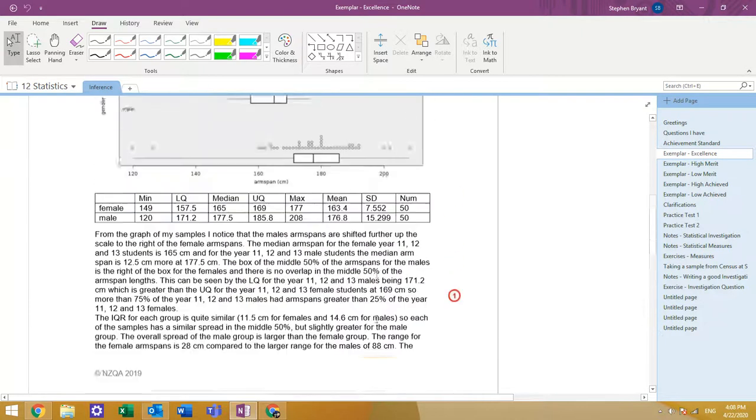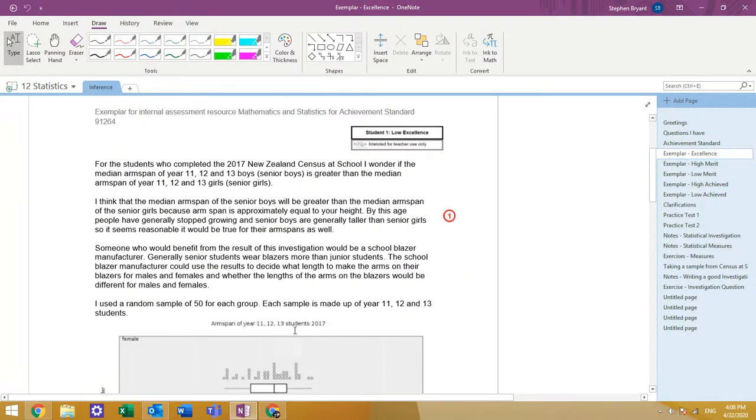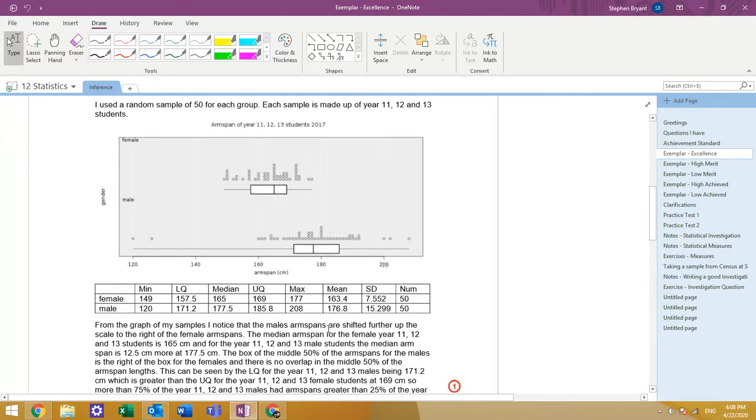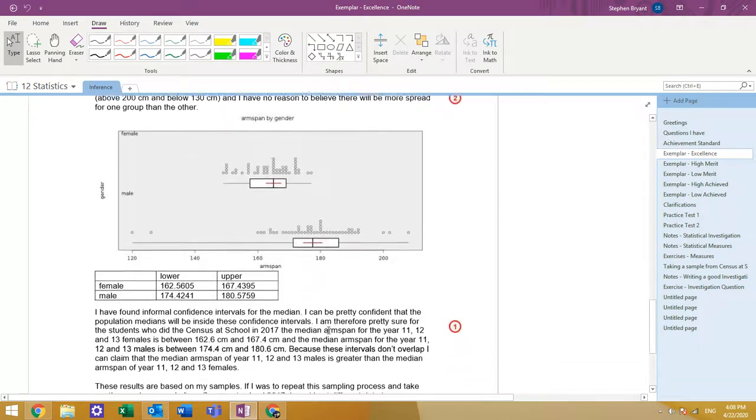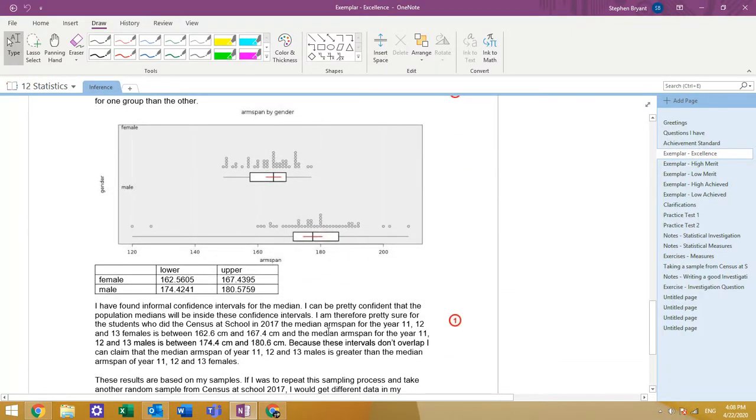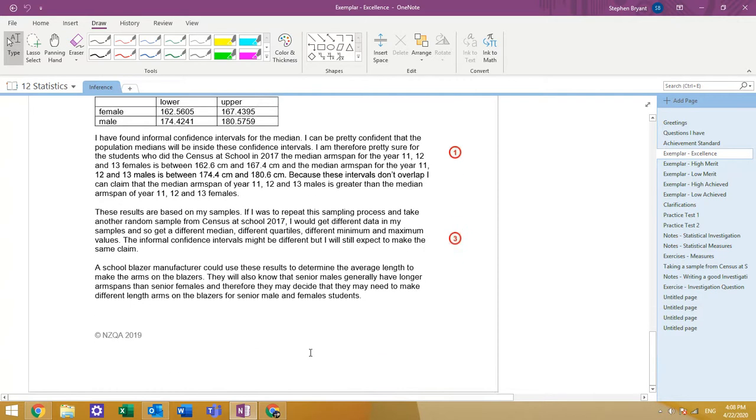So what are we doing? We're setting a question. We are doing a box and whisker graph. We're looking for differences and we are making a conclusion. Are they different? Along the way, we're going to stick in a new thing called an informal confidence interval. And at the end, we need to make a conclusion. So overall, that's a summary of what we need to do for inference. Making a prediction. Is there a difference between two groups of people?